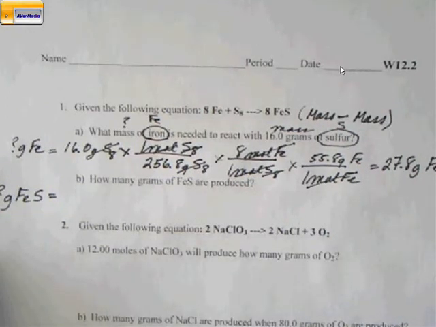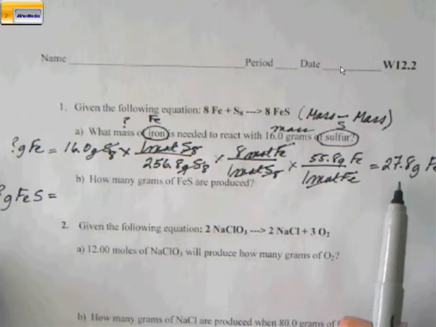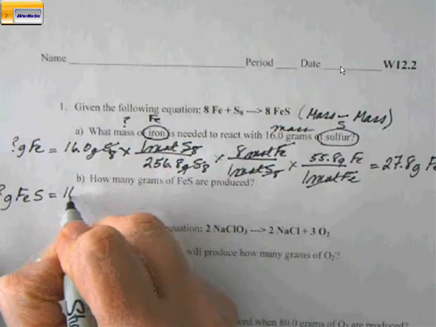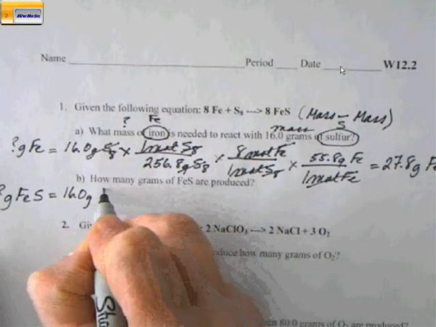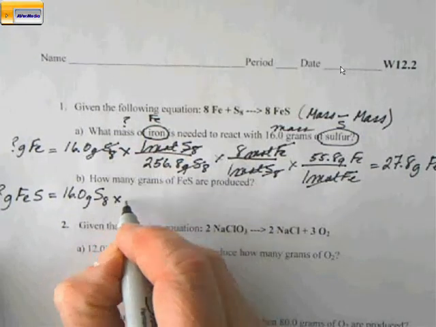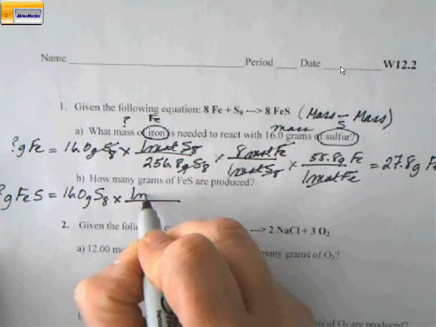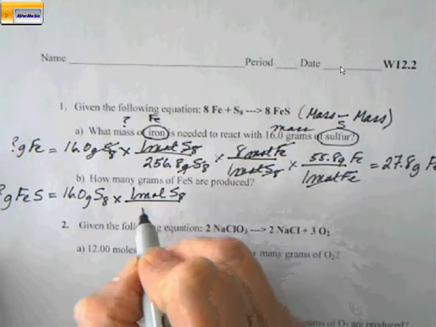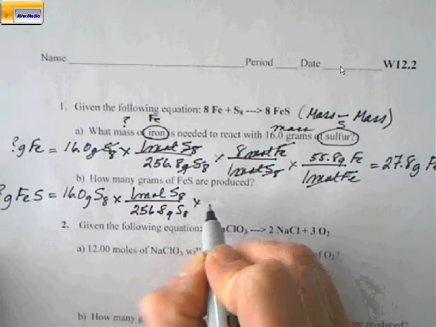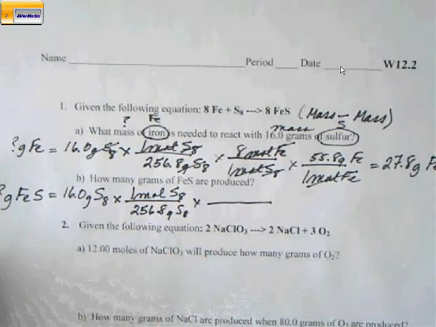And then, of course, we already had from the previous problem what a mole weighed, so we have to calculate that again. And it's 256.8 grams of S8. Now, what's the mole ratio we're going to use for this problem? We are comparing sulfur and iron sulfide, aren't we? Okay, so 1 mole, correct, of sulfur over 8 moles of FeS.